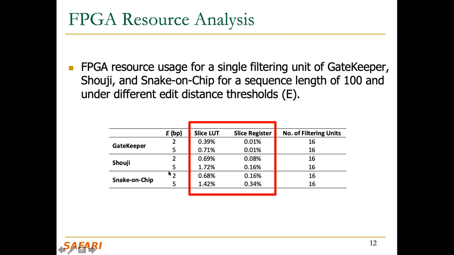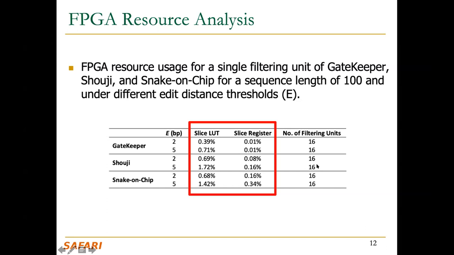Why is that? Because for 5 edit distance threshold, for example, how many rows are you going to build? Remember, we said there is an equation for the number of rows, right? The number of columns is equivalent to the sequence length. If we have a million long sequence, then we need a million columns. But the number of rows depends on the edit distance threshold, which is 2e plus 1. So if we have 5, then we have 11 rows. That is more computation than an edit distance threshold of 2, for example.